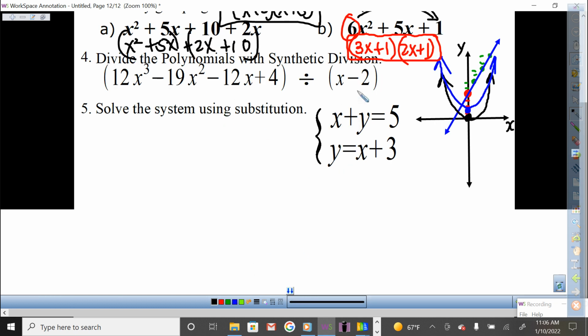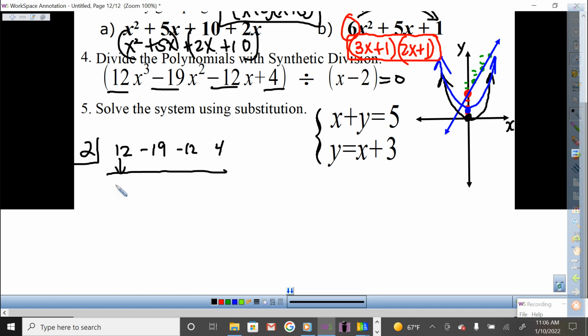Move on. If we were to put the divisor equal to 0 and solve, our divisor is 2. This is in standard form, nothing is missing, so I'm going to use the coefficients to write my synthetic division: 12, negative 19, negative 12, and 4. To get started, bring down the first term, and then multiply and combine. So this times that goes right there. Combine, that's 5. 2 times 5 goes there. Combine, that's negative 2. 2 times that is negative 4. Combine, that's 0 left over.